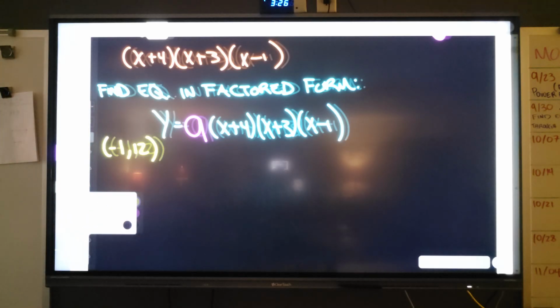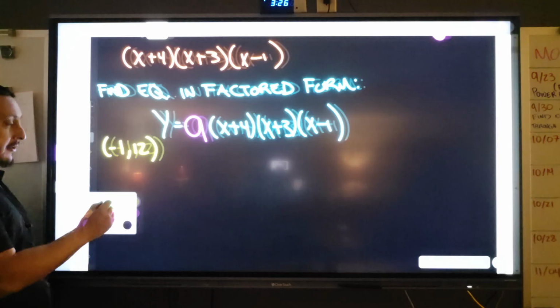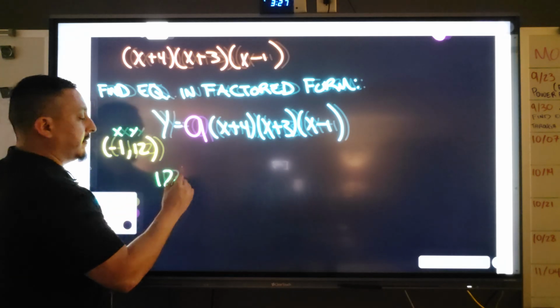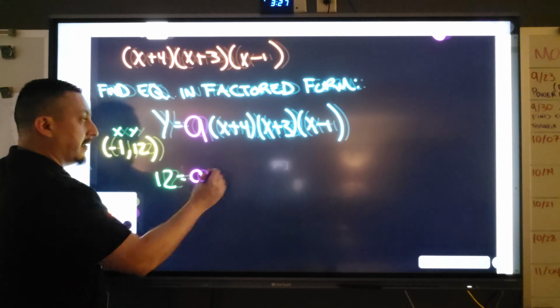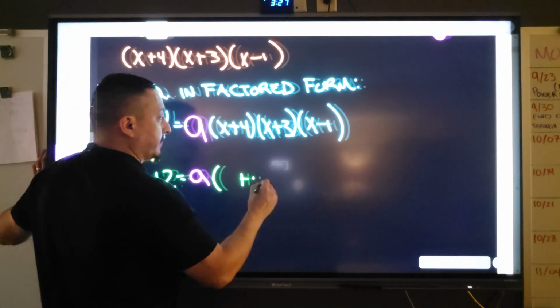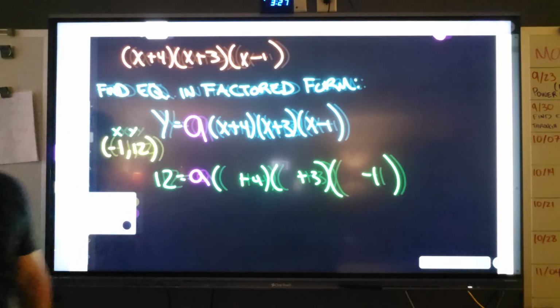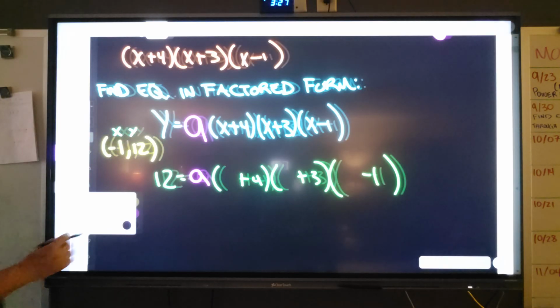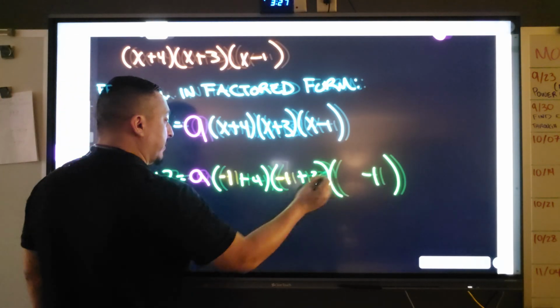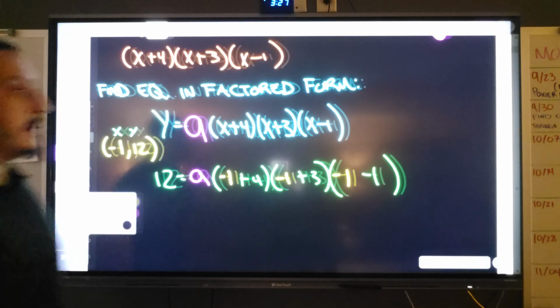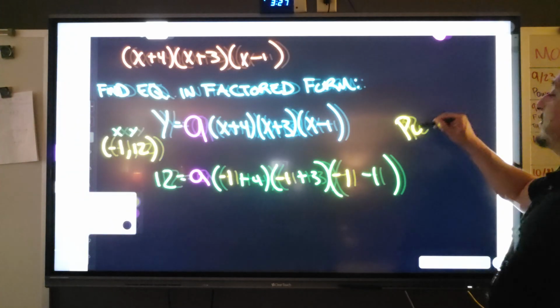Okay. So here's how you do it. This point has an x and a y, and so what we do is just plug that x and the y into that equation. So it would look like this: 12 equals a times (x plus 4)(x plus 3)(x minus 1), and then the x into each one of those spots. So x is -1, so -1, -1, -1. We just plug in the point. Whatever point they give us, we plug it into that equation. Okay. And then we use PEMDAS to simplify this.